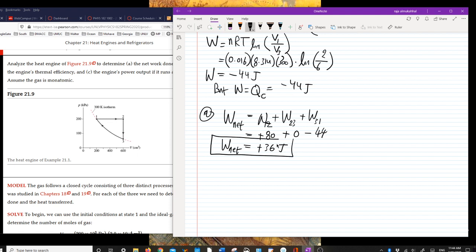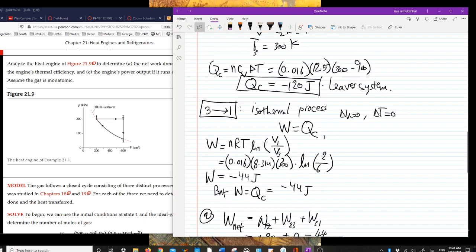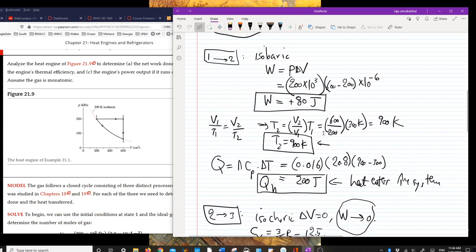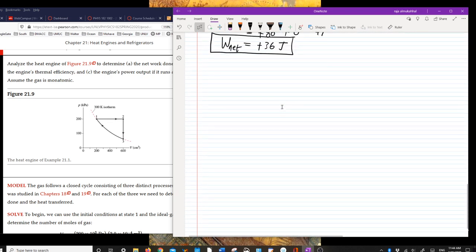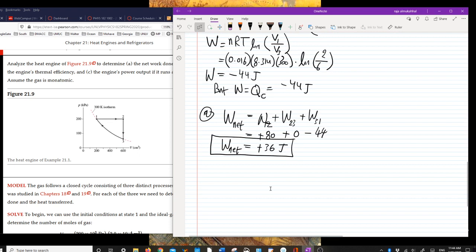That's for this heat engine, with all the heat that entered the system, remember, which we calculated already right here. This is the heat that has entered the system, 200 joule, right? And this heat has given us work, 36 joule. That's it. You see what I'm saying?